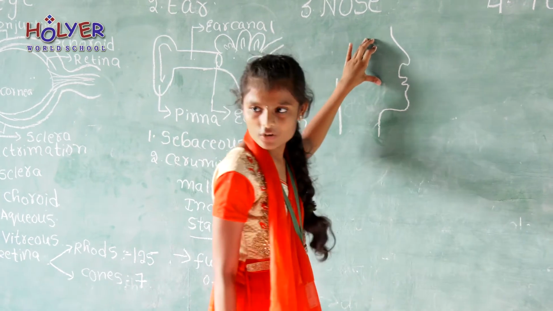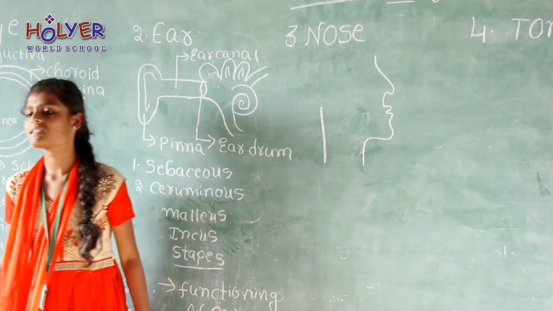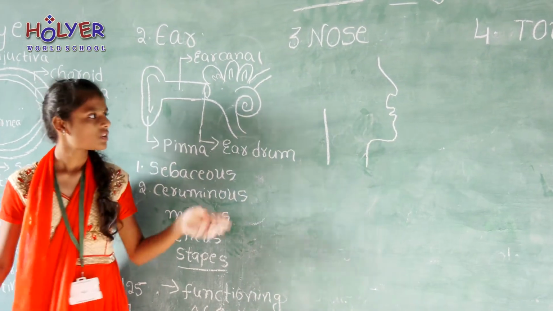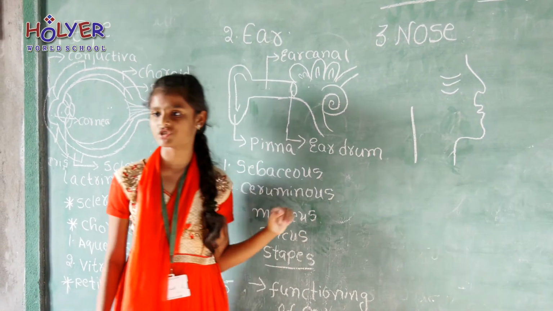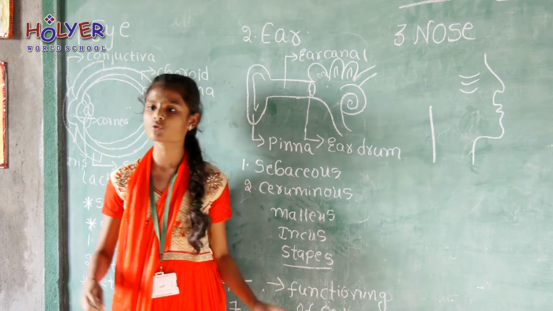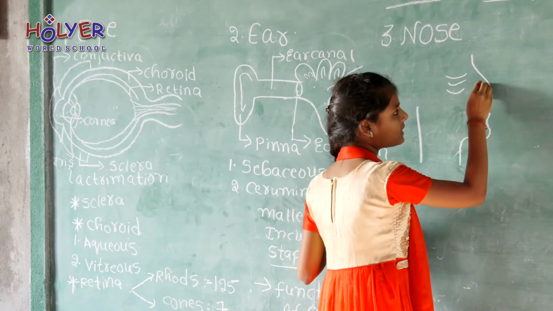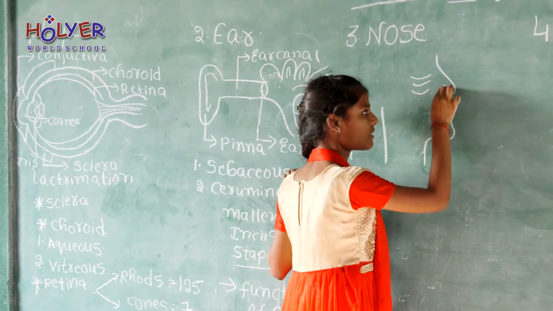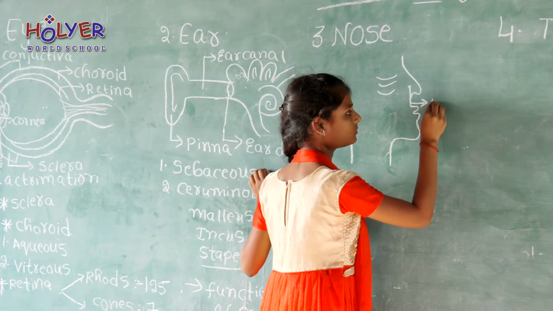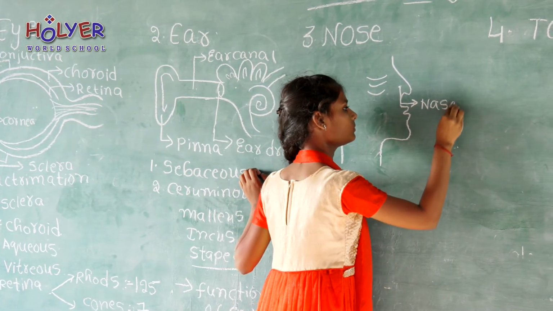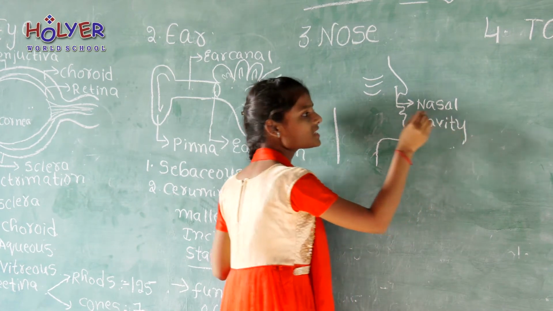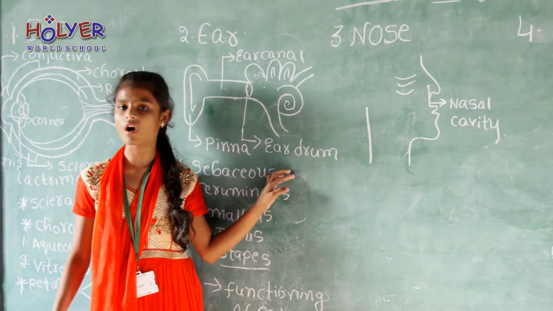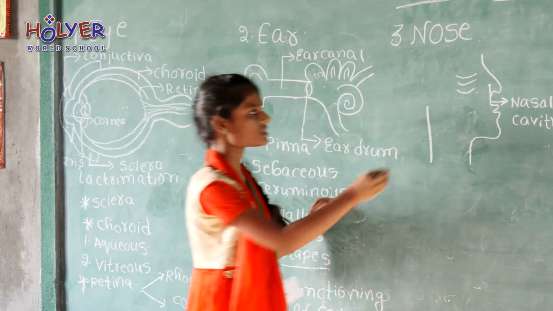This is the structure of the nose. The nose is the organ for the sensation of smell. The nose has two nostrils. These nostrils lead to the nasal cavity, and the inner side of the nose is known as the nasal cavity. This is the nasal cavity. This nasal cavity is divided into two halves by a nasal septum. This is the nasal septum.